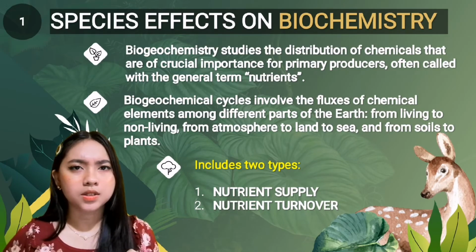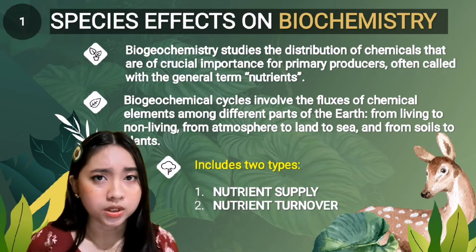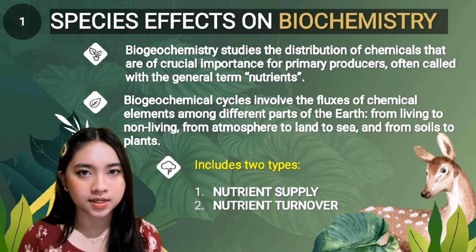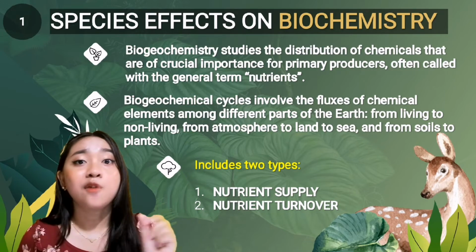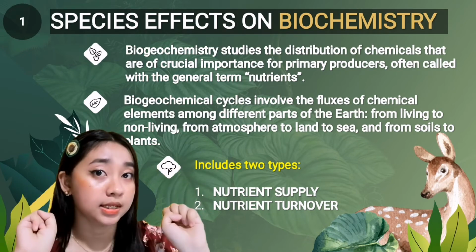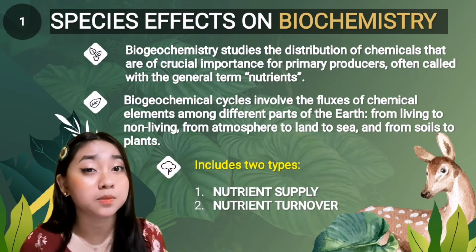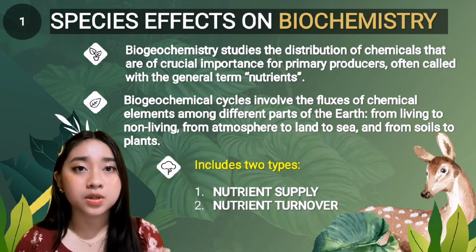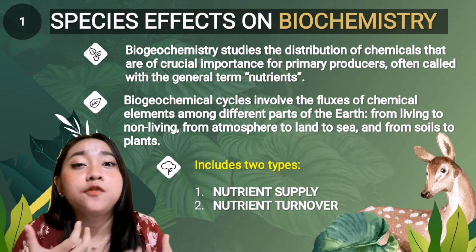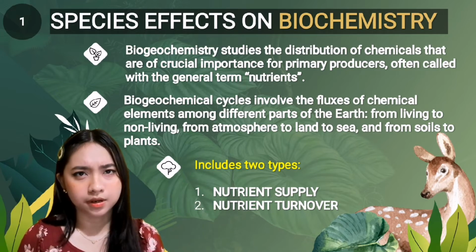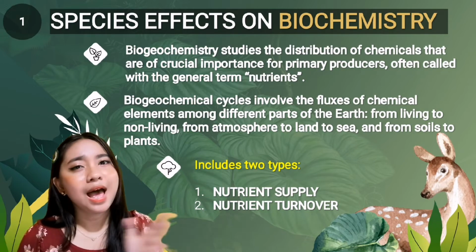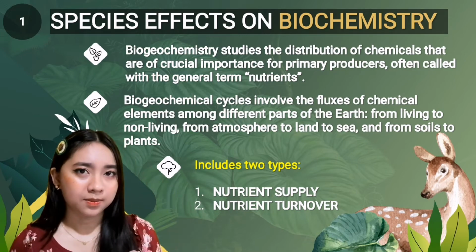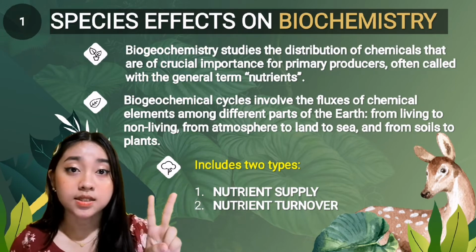The first thing to know about is species effects on biogeochemistry. Biogeochemistry studies the distribution of chemicals that are of crucial importance for primary producers, often called with the general term nutrients, meaning that these are derived from the decomposition of previously living matter by bacteria and fungi, or from terrestrial runoff. Biogeochemical cycles involve the fluxes of chemical elements among different parts of the earth, from living to non-living, from atmosphere to land to sea, and from soils to plants. It includes two types: nutrient supply and nutrient turnover.